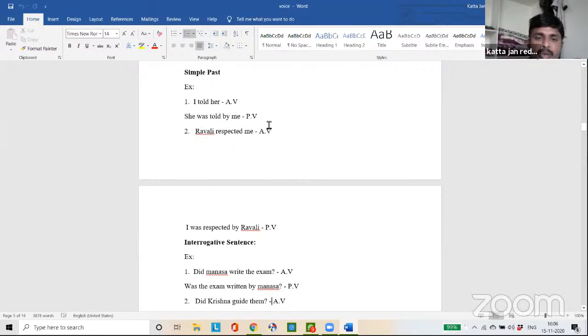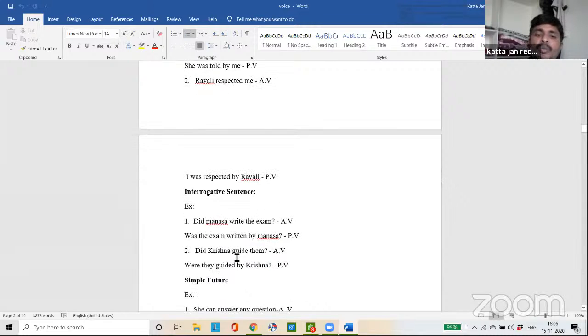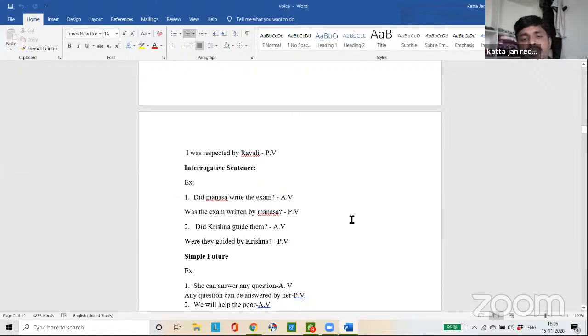I told her, she was told by me. Ravali respected me, I was respected by Ravali. If a noun is given, the same noun is written in the place of object. Now when we come to the interrogative sentence in the simple past tense, in the active voice the helping verb did is used, right? In simple present, do or does. In passive voice, was or were are used as be forms.